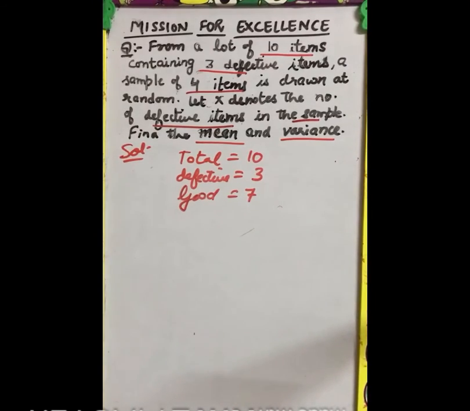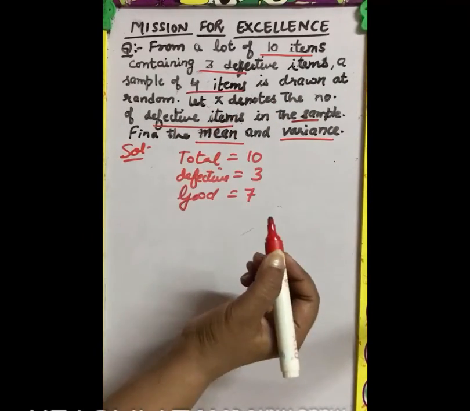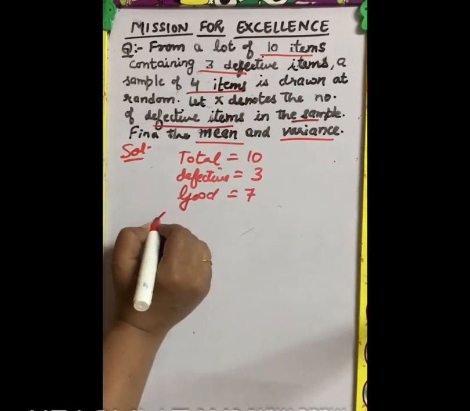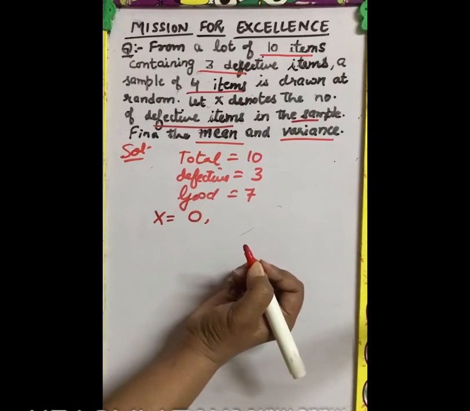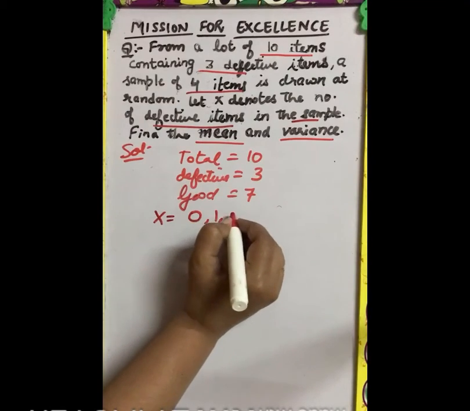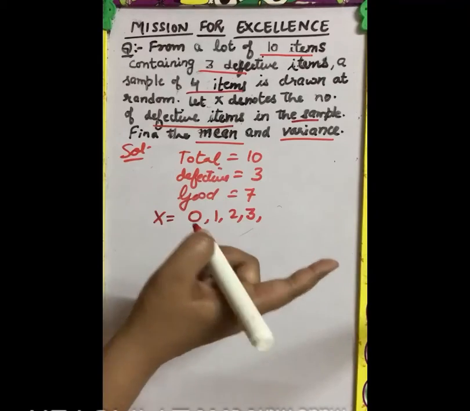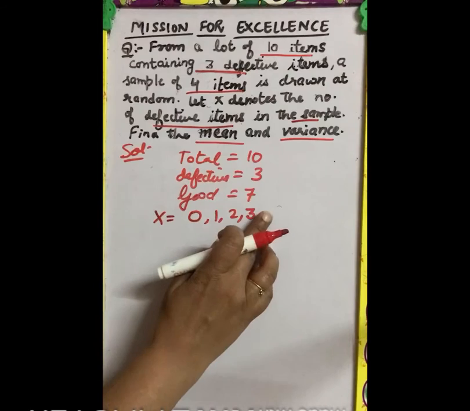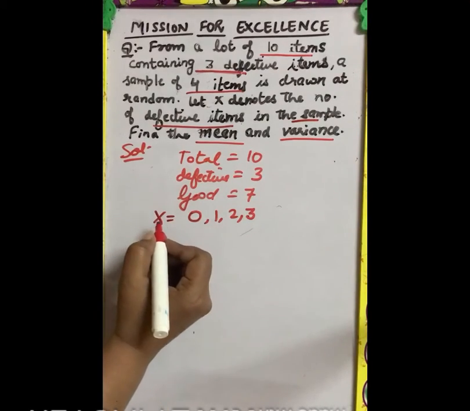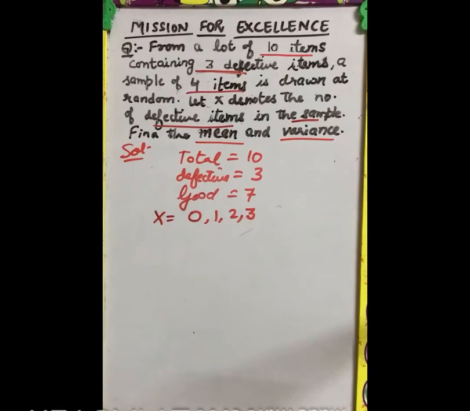Now the variable X denotes the number of defective items. If we select 4 items, the possible cases are: all are good, meaning no defective, so X is 0; 1 defective; 2 defective; 3 defective. 4 defective items we can't take because we have a total of only 3 defective, which means the fourth one is a good item. So the possible values of X are 0, 1, 2 and 3. Now let us calculate the probability in each case.